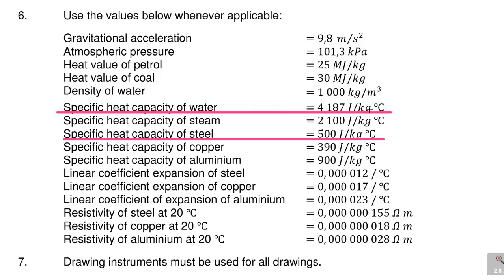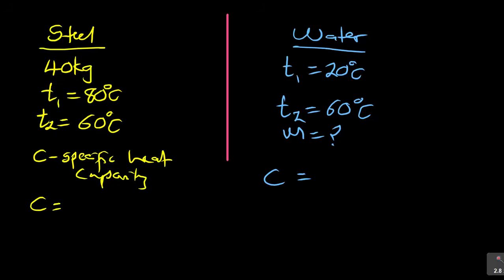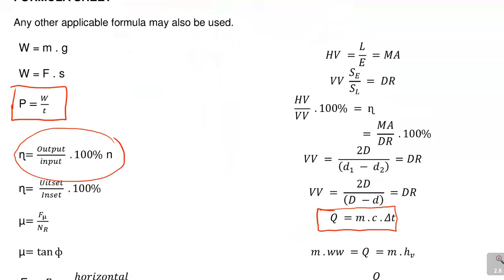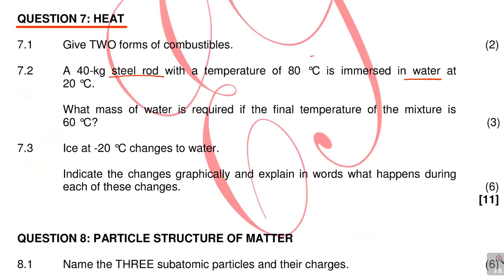It's joules per kilogram per degrees Celsius. So for steel, what I have here is 500, and then for water, it's a common one, 4187. Just to verify it's correct, but it's a common one. All right, so this is information that you need to know.